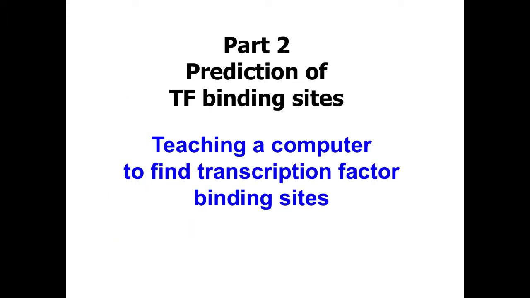So part two is, in other words, teaching a computer to find transcription factor binding sites, right? So let's say we have a way of measuring where a transcription factor binds, and there are a lot of different ways of doing this, in vivo or in vitro. And you can look at a single site, and the single site will have a sequence that looks very much like this, right? For most transcription factors, finding something like that is not enough to give you a model that will allow you to predict where the transcription factor will bind, right?